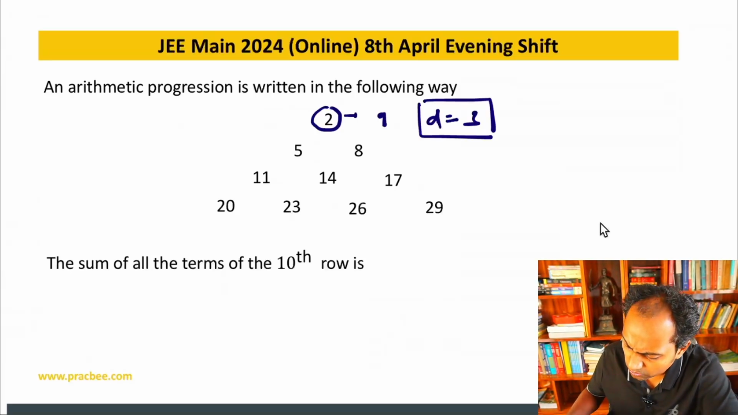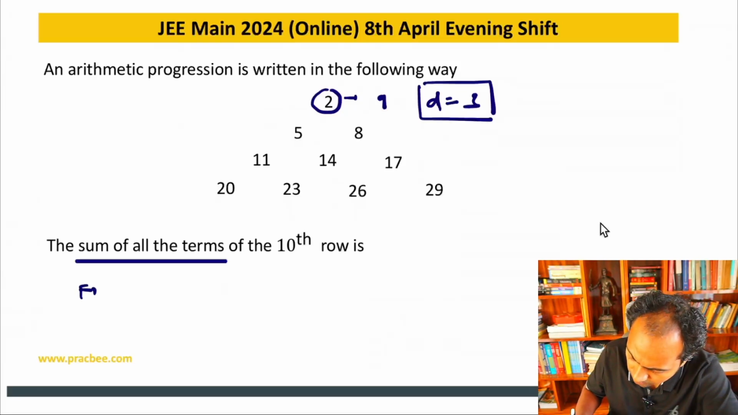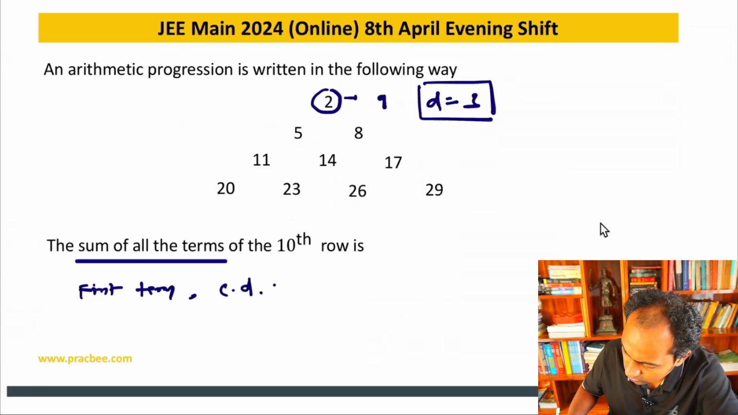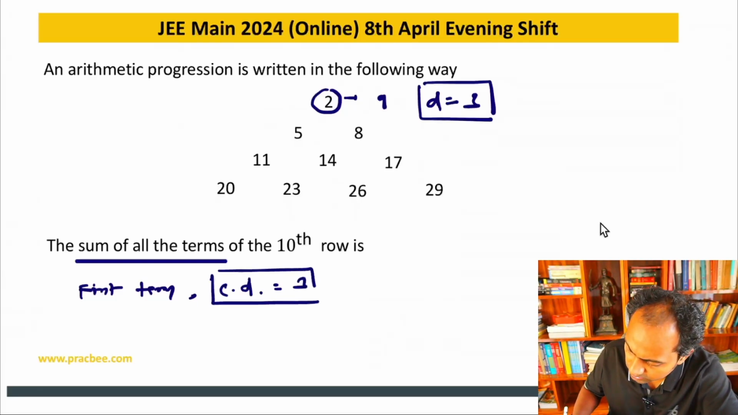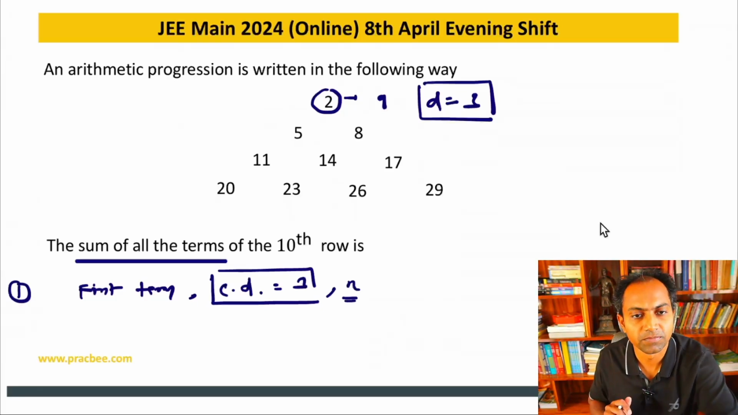See, when we want to find the sum of terms, there are two things that we need to know. What is the first term? Then what is the common difference? Now see, the common difference is not going to change. It is going to remain 3 only. So this second part we know. If I know the first term, common difference and number of terms, I would be able to apply the formula and get the answer. So it is as simple as that.